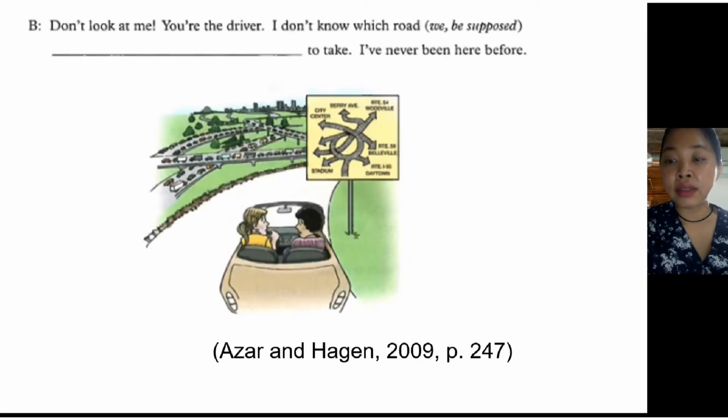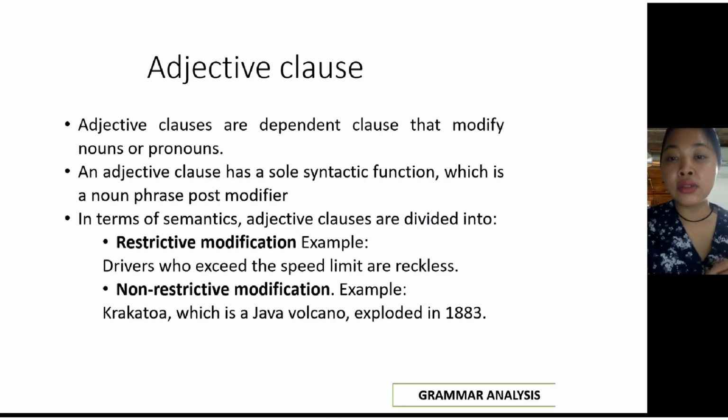Okay, that's it about noun clause. Now we go to adjective clause. So adjective clauses are dependent clauses that modify nouns or pronouns. That's pretty much the same as what we usually see, right, as an adjective. So they identify or modify nouns or pronouns.